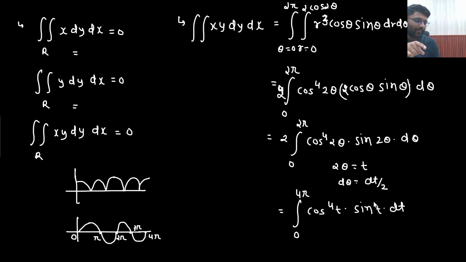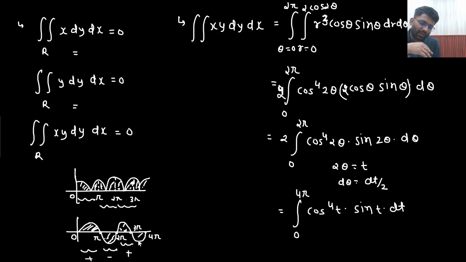Here there is no even power, so nothing will happen. So there is positive area between 0 to pi. Then between pi to 2 pi, positive and negative areas are there, and between 2 pi to 3 pi, positive and positive again. In this range, positive will become positive. In this range, positive and negative will become negative. In this range, positive and positive will become positive. And in this range, positive into negative will become negative. So positive area, negative area, positive area, negative area, total area will be 0. What is the answer? 0.